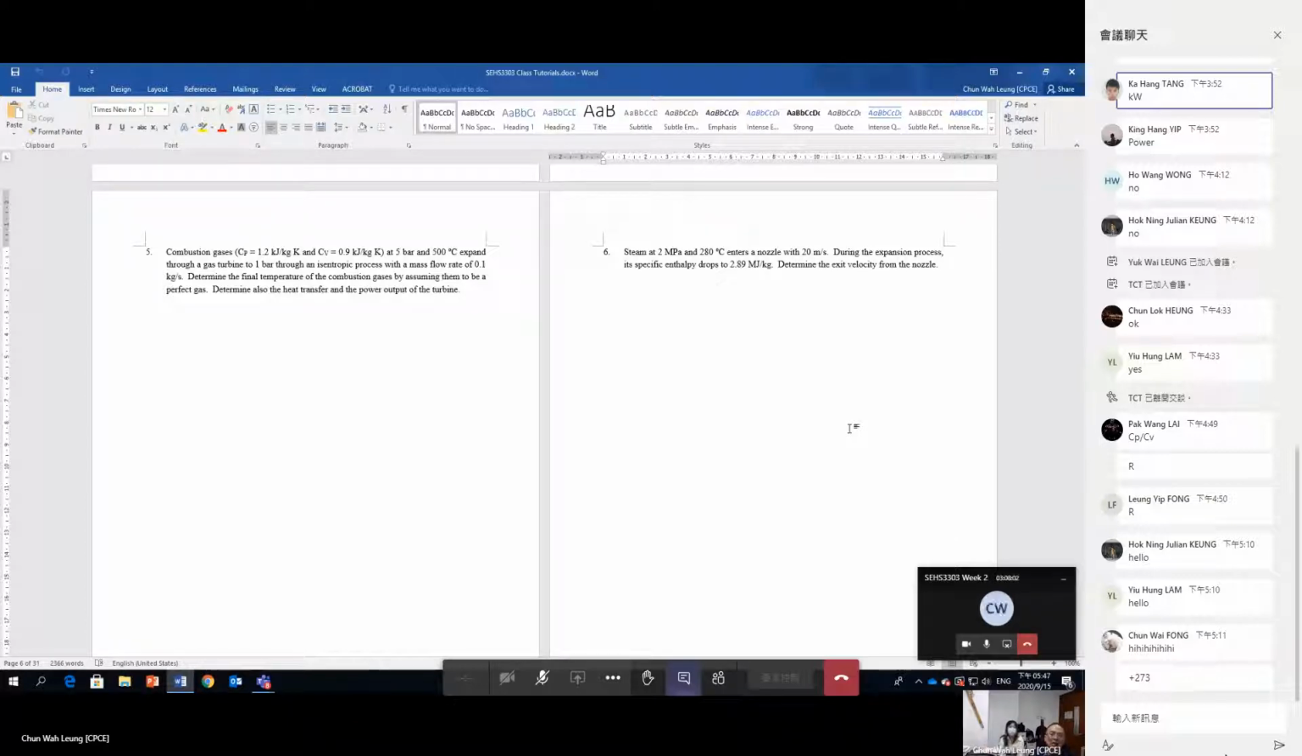Yes. So first we talk about 5. A combustion gas. This is a gas, no doubt. At 5 bar and 500 degrees C, it expands through a gas turbine to 1 bar. Now, a gas turbine is a flow process. So therefore, a flow system going through a flow process. Working fluid is a gas, combustion gas, giving you the Cp and the Cv. Cp is 1.2, Cv is 0.9.